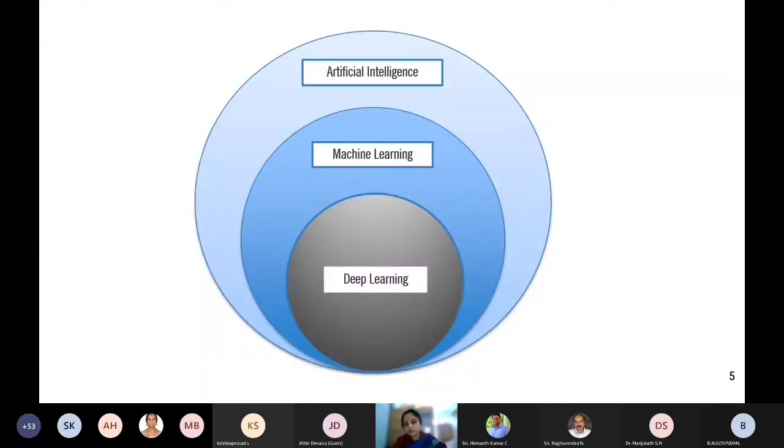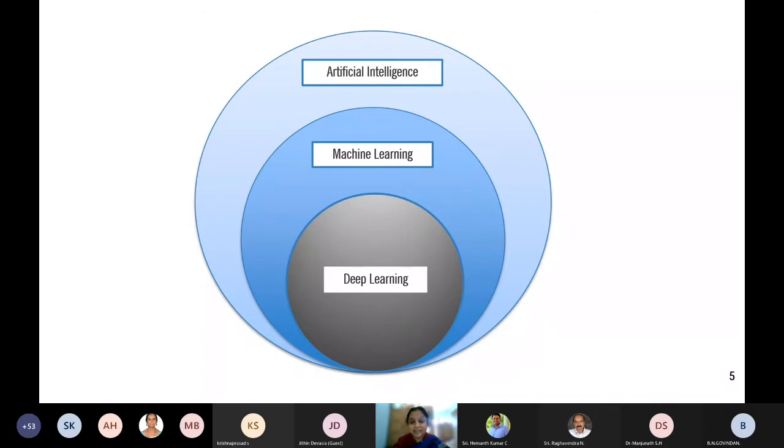There's one huge question mark that people are always confused or not aware about: they use these terms interchangeably. That is artificial intelligence, machine learning, and deep learning. So what's the difference between these 3? What is artificial intelligence?